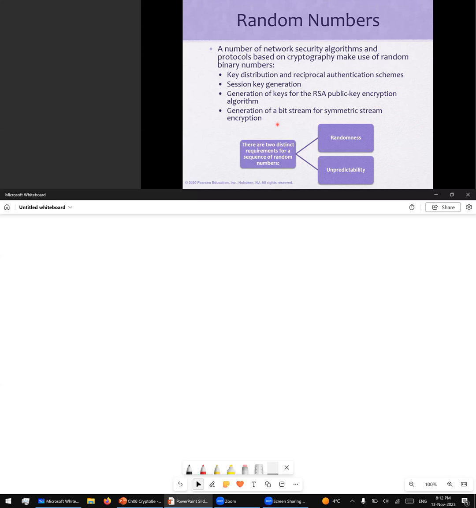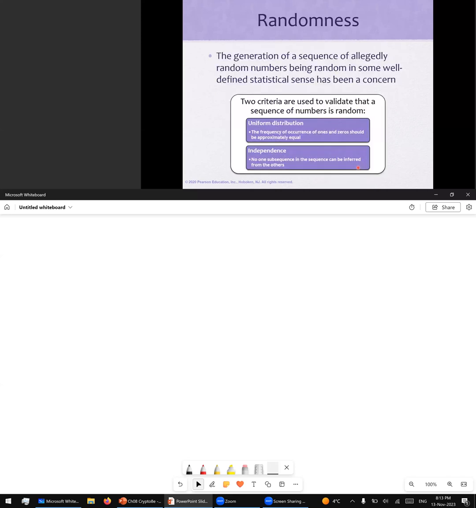Now, there are certain properties that a random number, or a sequence of random numbers, has to have in order for it to be called random. First of all, it has to have randomness. And the second property it has to have is unpredictability. Now let's go in depth and see what these terms actually mean. What does randomness mean, and what does unpredictability mean?